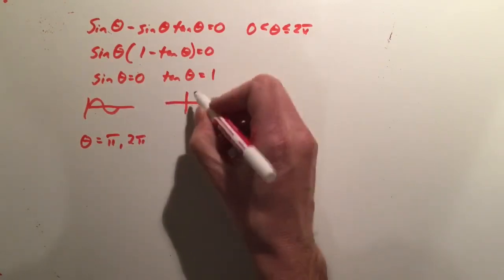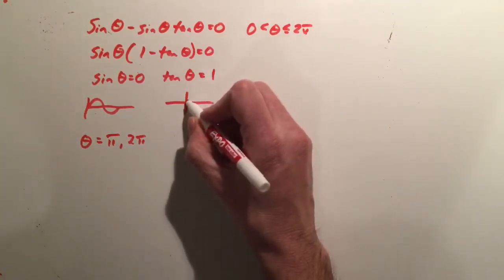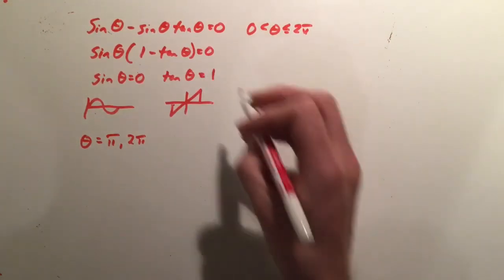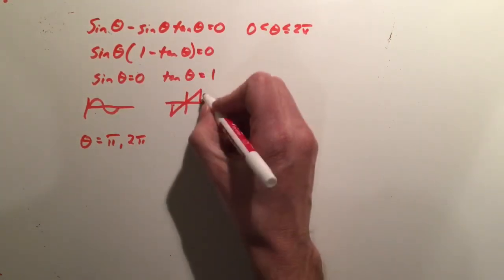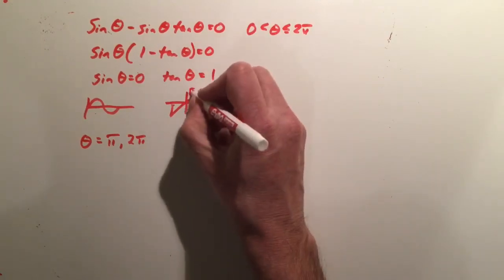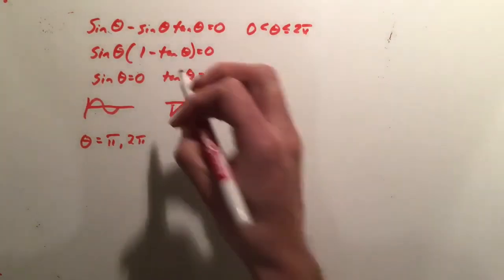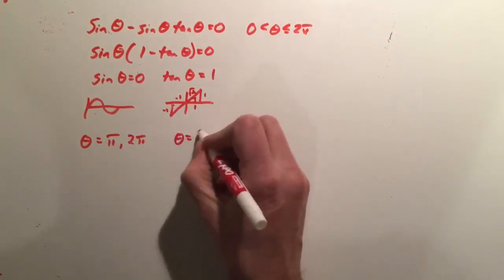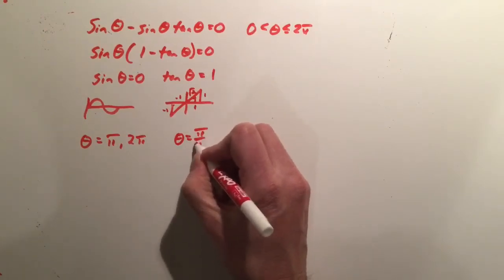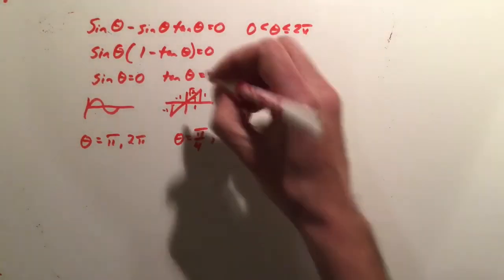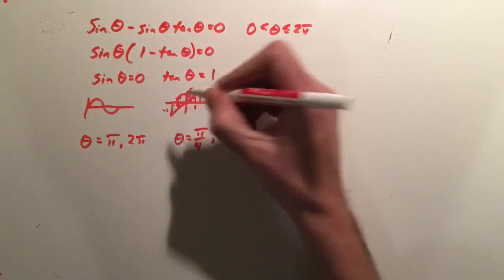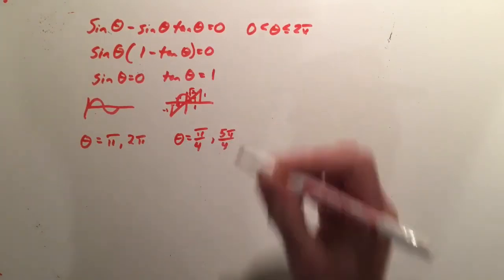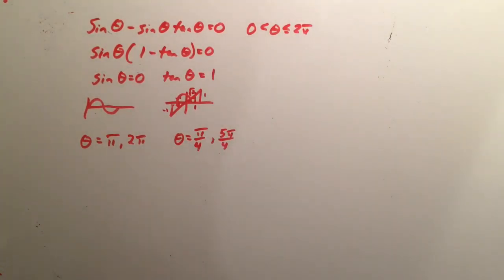Tangent, I know, is positive if I look at my reference triangles in the first quadrant and in the third quadrant. And in order for tangent, the opposite to the adjacent, to be 1, that opposite side and that adjacent side have to be the same. So this is an isosceles right triangle. We get the same thing over on this side. So this angle right here has got to be pi fourths, because it is a 45, 45, 90 triangle. And then that other one right there is going to be 5 pi fourths. So this is going to have 4 solutions to it as well.